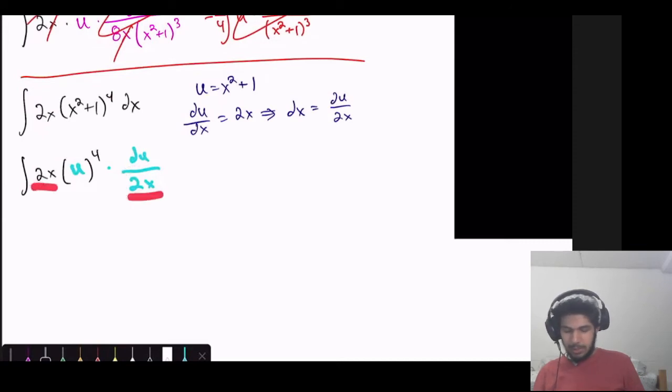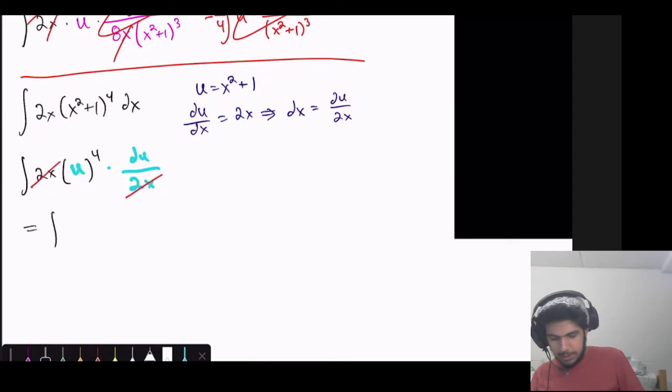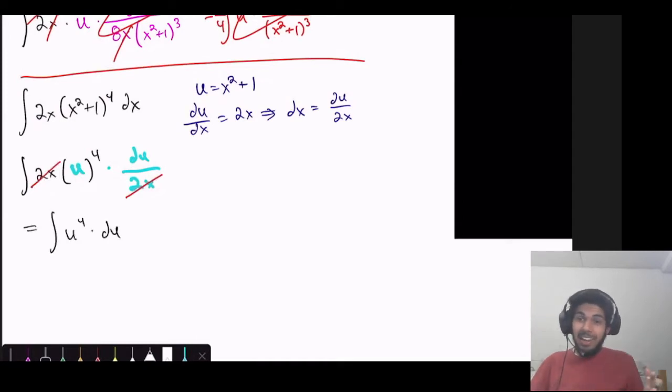So these are going to cancel with each other, which means that we're left with the integral of u to the 4th times du. Hey, we know how to integrate that. That's just the power rule. So that's going to be 1/5 u to the 5th plus c.